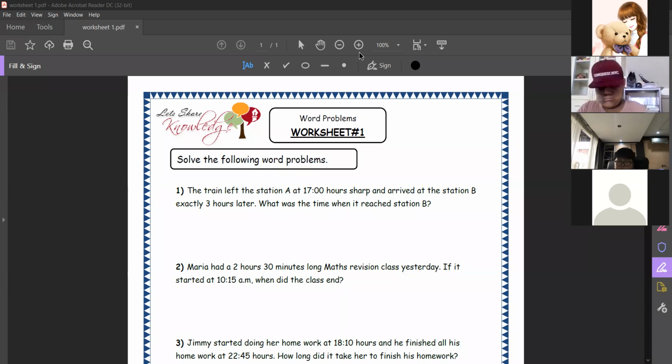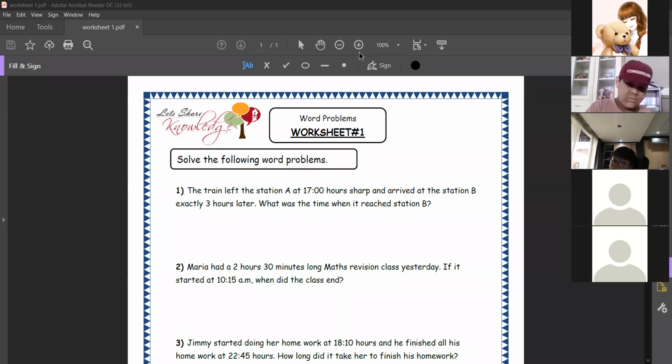Okay, please read the question again. The train left the station A at 17 hours sharp and arrived at the station B exactly 3 hours later. So what was the time when it reached station B? 8 hours. No, not 8 hours. Yes, 8 o'clock. How to? Because it's already in 24-hour system.